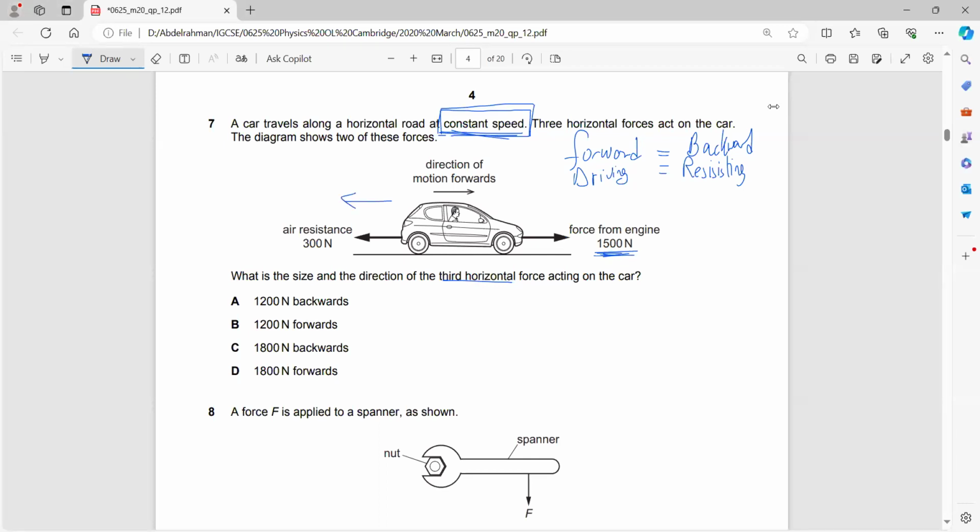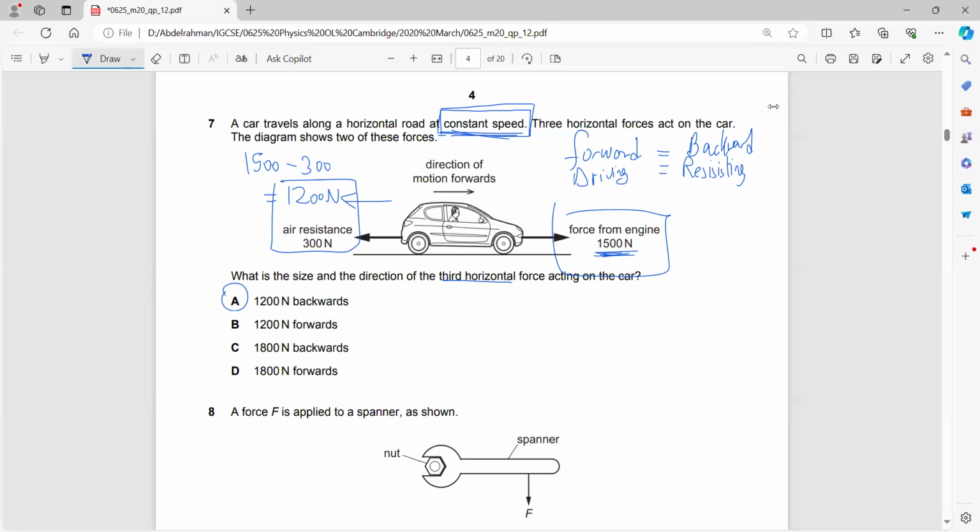What's the magnitude of this force? It would be 1,500 minus 300, which would be 1,200 newtons. It will be directed backwards. Why? Because now the forward force is 1,500 and the backward forces are 1,500 as well. So this car would be moving at a constant speed. The force has to be backwards. It cannot be forward.